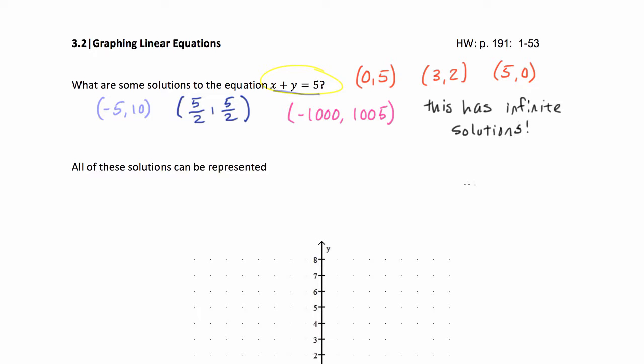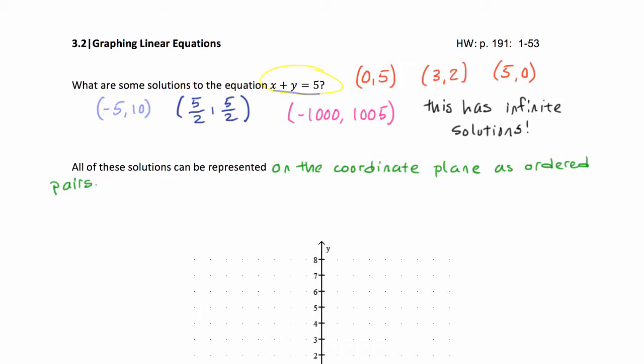And this is back in the day, like in 1500, before we had this nice method of graphing, this was just sort of the end of the story. Like, okay, yeah, there's an infinite number of things that add up to 5, that's cool. But once we have this idea of graphing, something exciting happens. All of these solutions can be represented on the coordinate plane as ordered pairs.